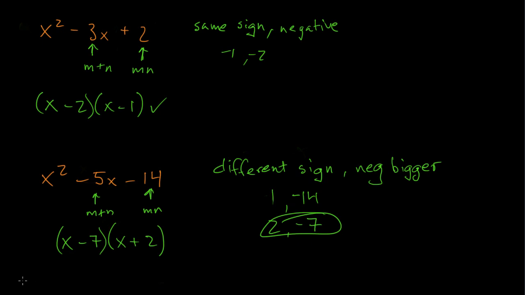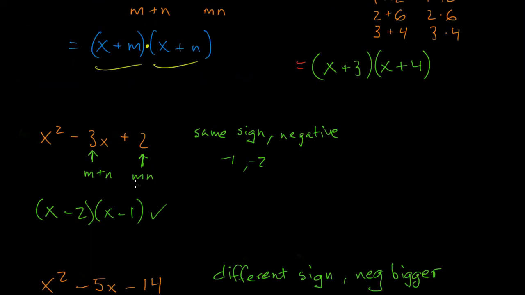I'm going to go ahead and check this in my head just by multiplying back. X minus 7 times x plus 2. X times x is x squared. X times 2 is positive 2x. Negative 7 times x is negative 7x. When I add those two together, I'll get negative 5x. And negative 7 times 2 is negative 14. So I got the right answer. That's the basics for factoring with the sum product rule.